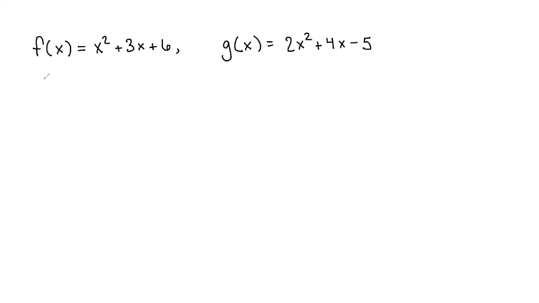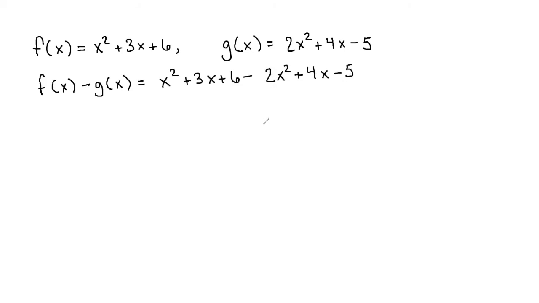Another big mistake I see students make is they will incorrectly subtract functions from each other. So, for example, say I have the function f of x equals x squared plus 3x plus 6, and then I have the function g of x equals 2x squared plus 4x minus 5. So what students will do incorrectly is that when they subtract g of x from f of x, they'll only negate the first term of g of x. So what they'll write is x squared plus 3x plus 6 minus 2x squared plus 4x minus 5.